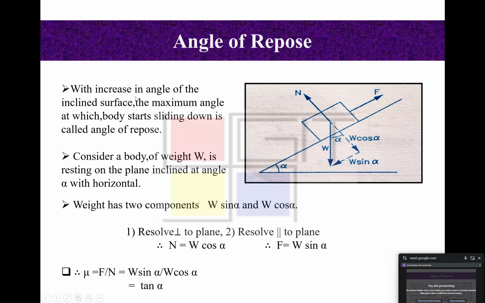So with increase in angle of the inclined surface, the maximum angle at which a body starts sliding is called the angle of repose. You know, inclined plane. Suppose this hypotenuse side is lying flat like this, and then we start increasing it small, small, small, up to the point that the mass on it starts to slide down. At that point, the angle measured here is what you call the angle of repose.